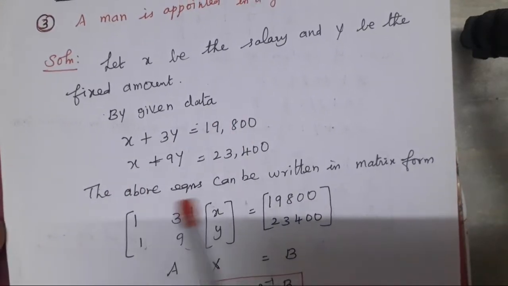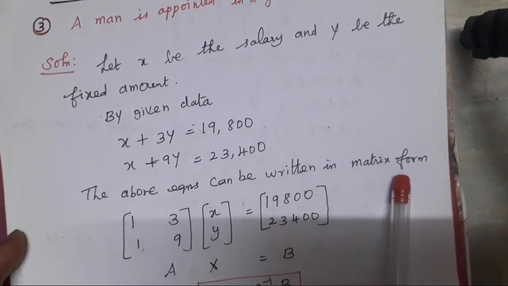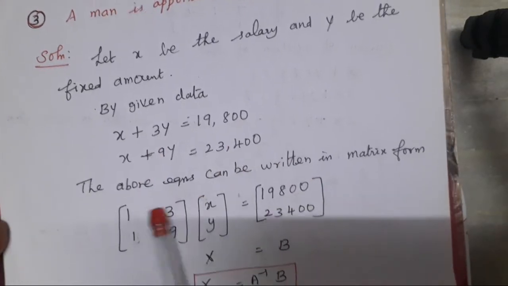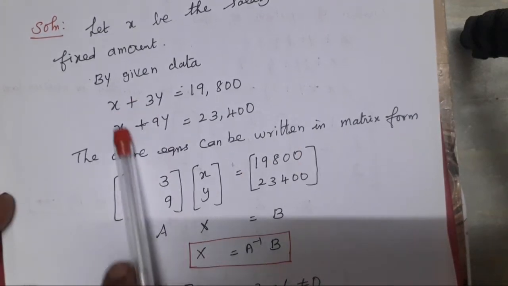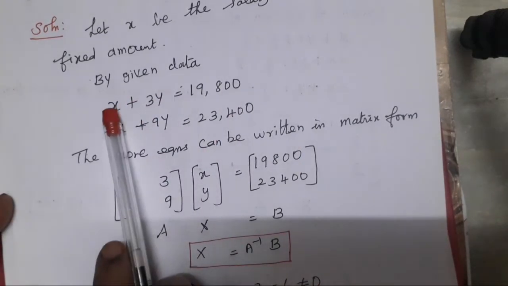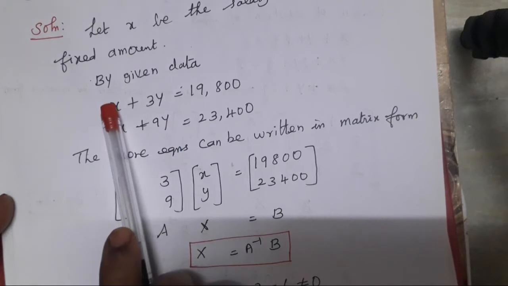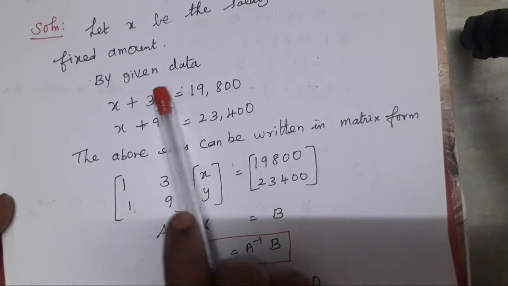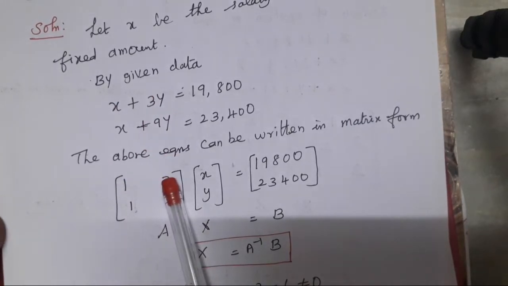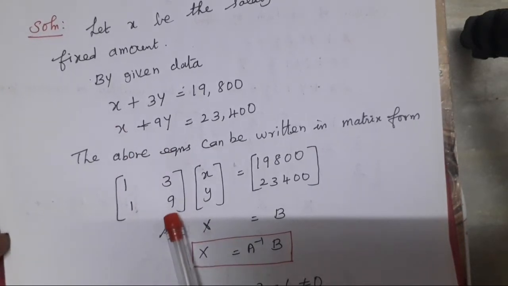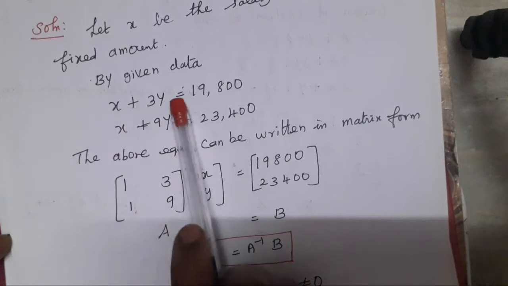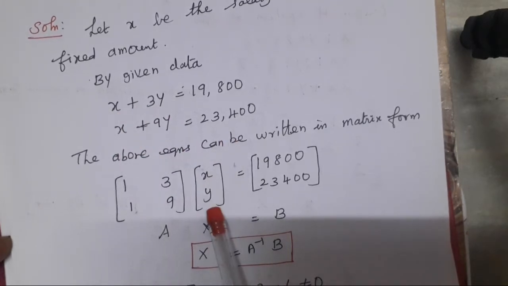Now this linear equation can be written in the matrix form. How to write the given question in the matrix form? Write the coefficients of x and y. What is the coefficient of x? 1. The coefficient of y is 3. The coefficient of x here is 1. The coefficient of y is 9. The variables given are x and y.